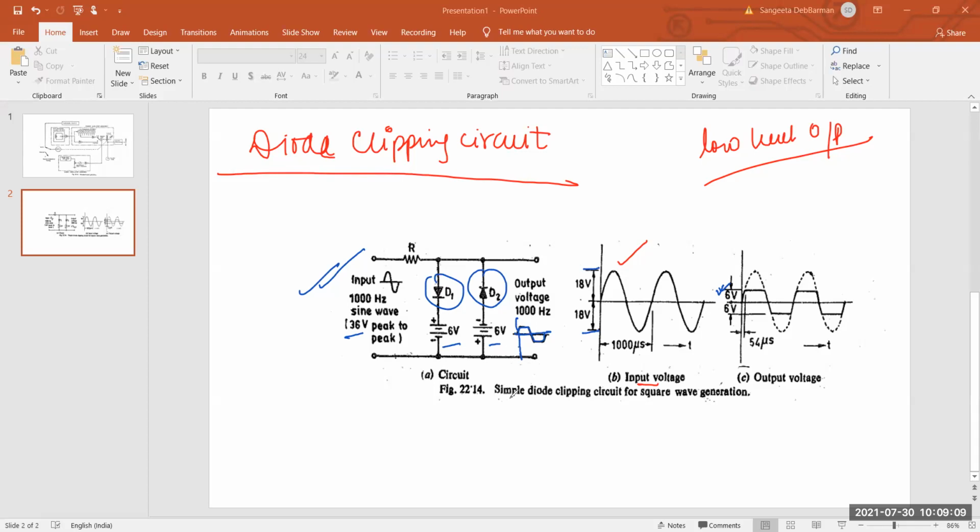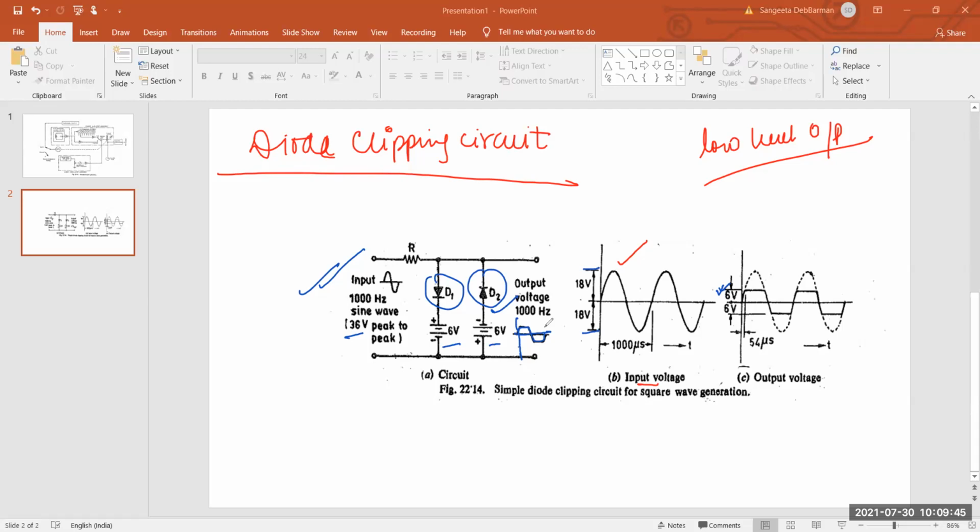So a similar diode, D2, is also there, right? So the D2 diode and the 6 volt biasing battery are connected to perform the same function during the negative half cycle. Okay, so this is a very basic thing. I mean, in a diode clipping circuit, this is how we obtain a square wave using a sine wave. This is the actual concept: when we use two diodes, we use two biasing batteries. So all these are happening here.